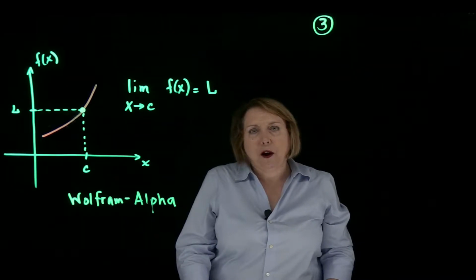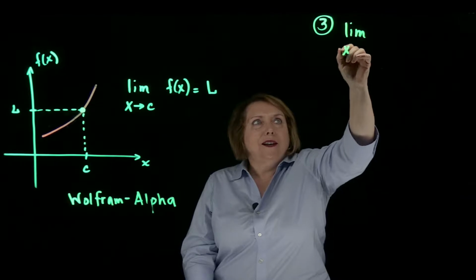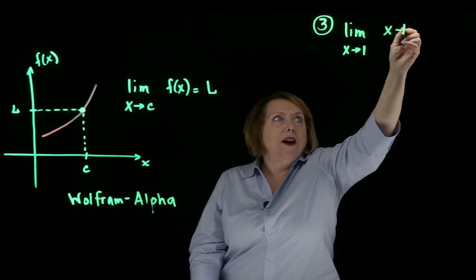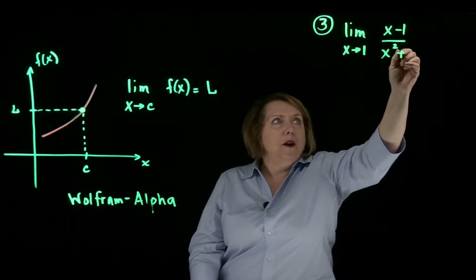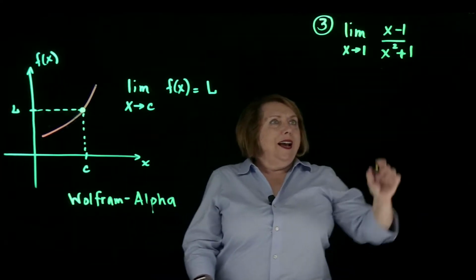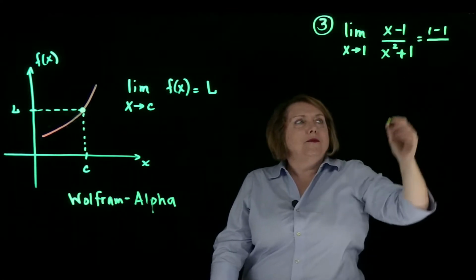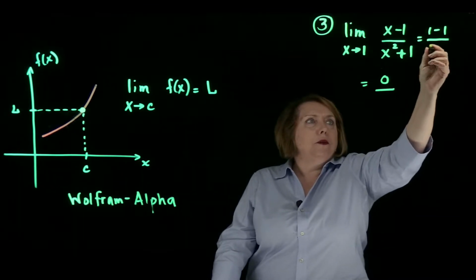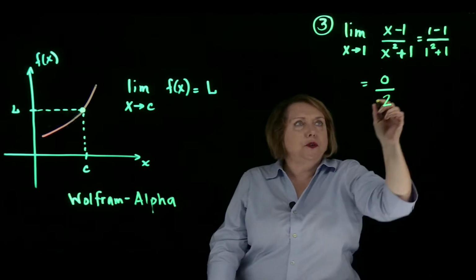Students, let's try another problem. Let's take the limit as x approaches 1 of x minus 1 divided by x squared plus 1. Now if you replace x with 1, you'll have 1 minus 1, which is 0, divided by 1 squared plus 1, which is 1 plus 1, which is 2.